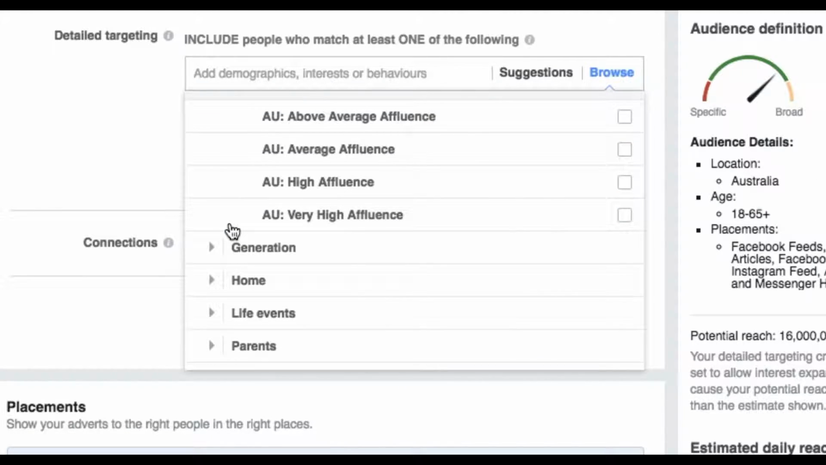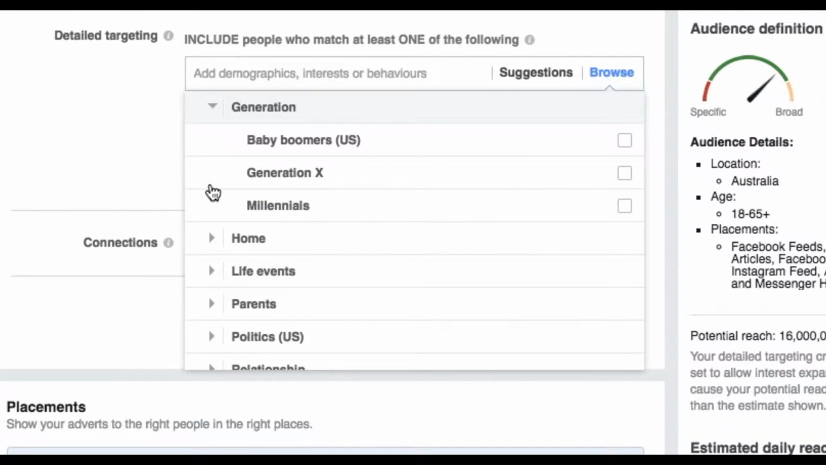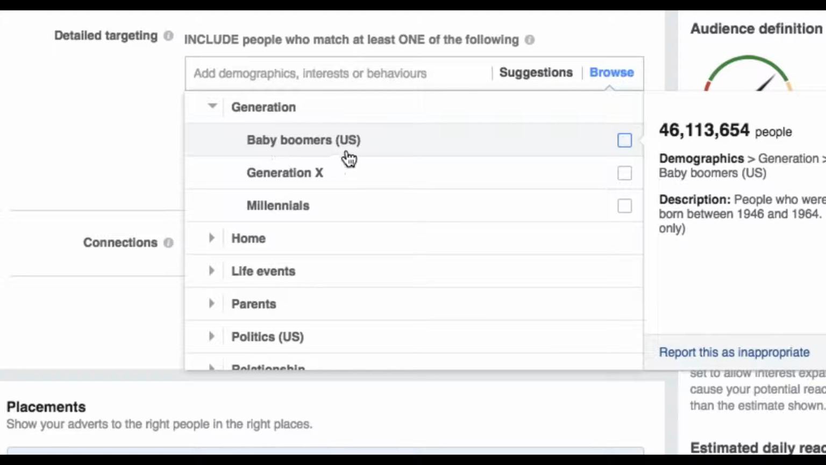Again, net worth is not going to be very reliable, but it is there if you would like to test it. Generation can be quite helpful if you've got a product that is only relevant to baby boomers or to Generation X or to millennials. Keep in mind, some of these don't work in Australia yet. We don't have quite as much data, which is, I suppose, a good thing and a bad thing. So just keep in mind, baby boomers is a US stat only. You can also do these yourself just by picking the right ages if you do a little bit of research and find out how old they would have to be to be a specific generation.